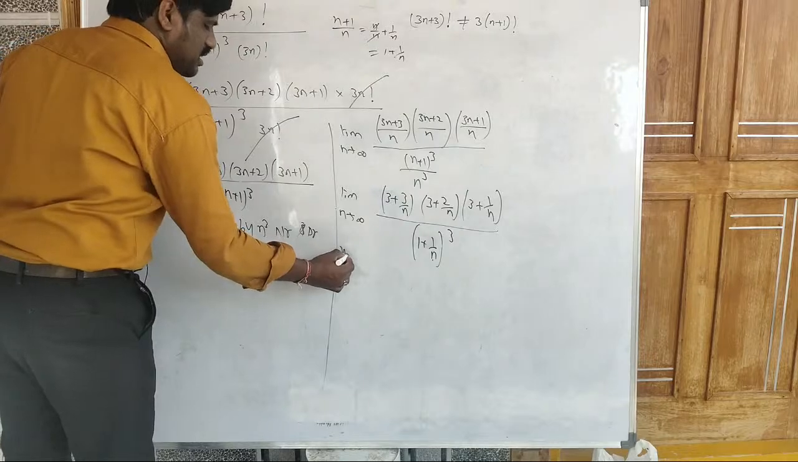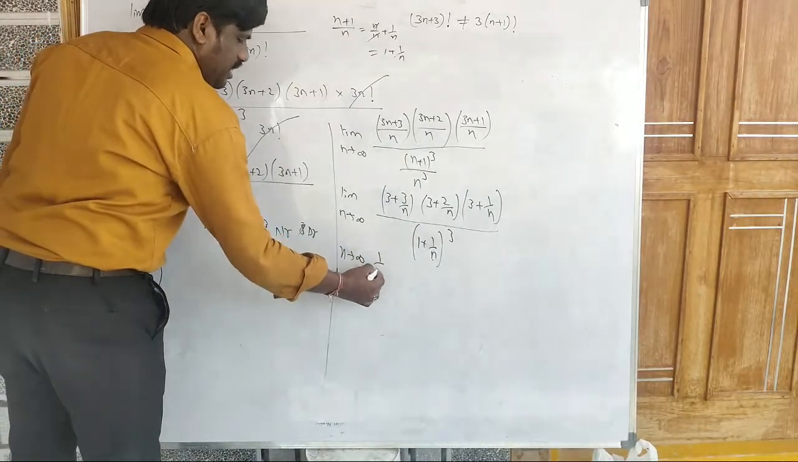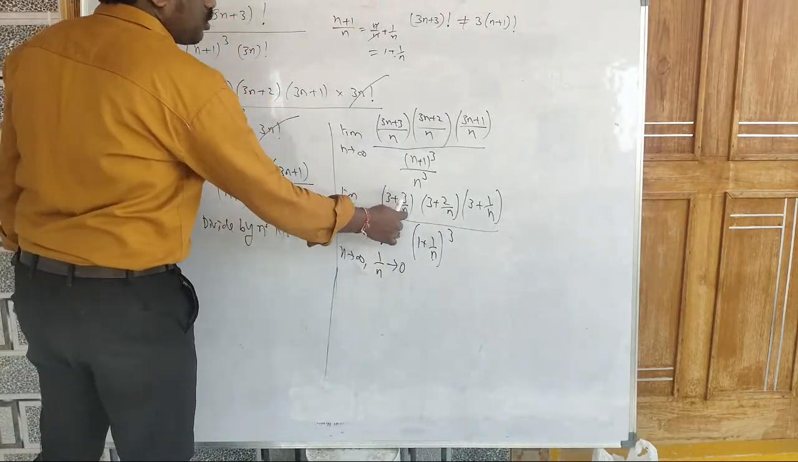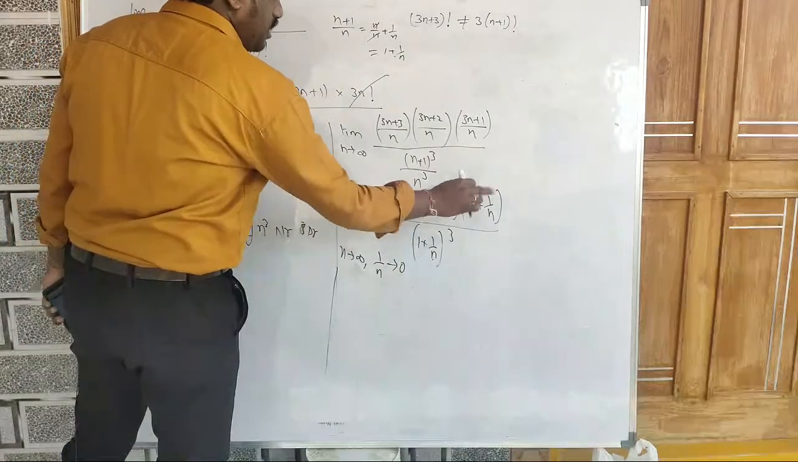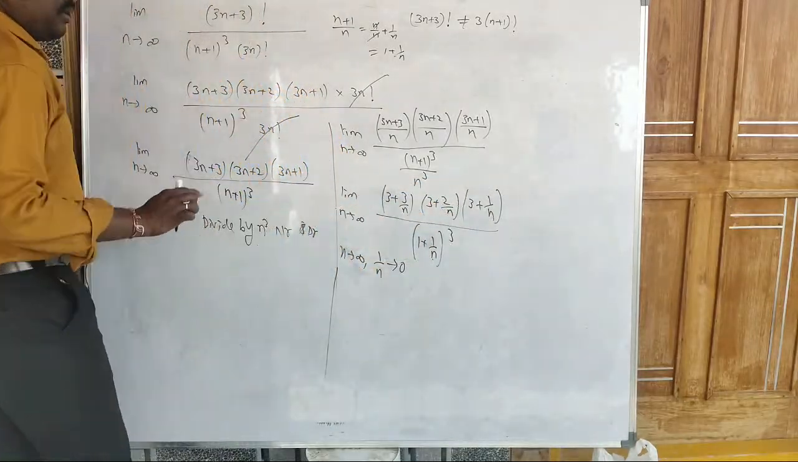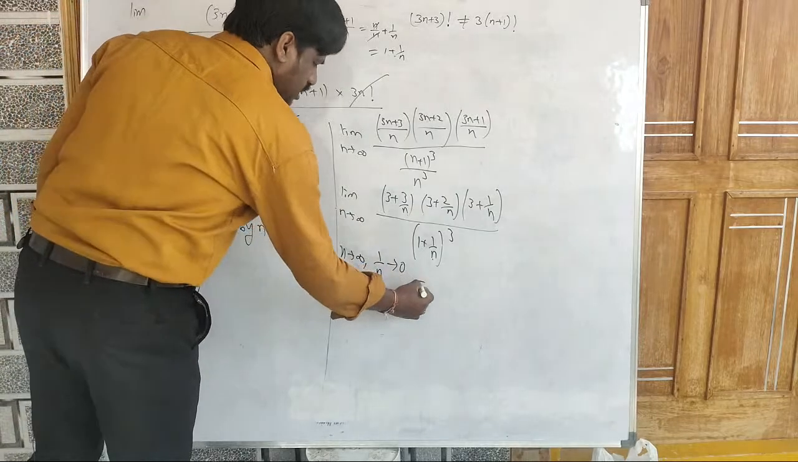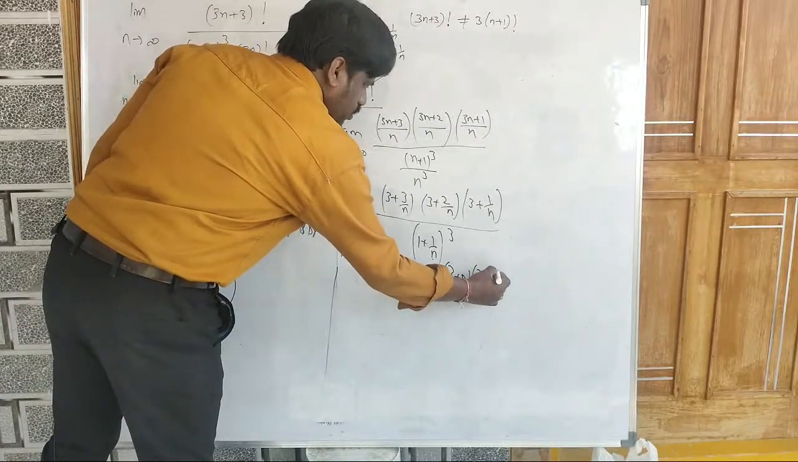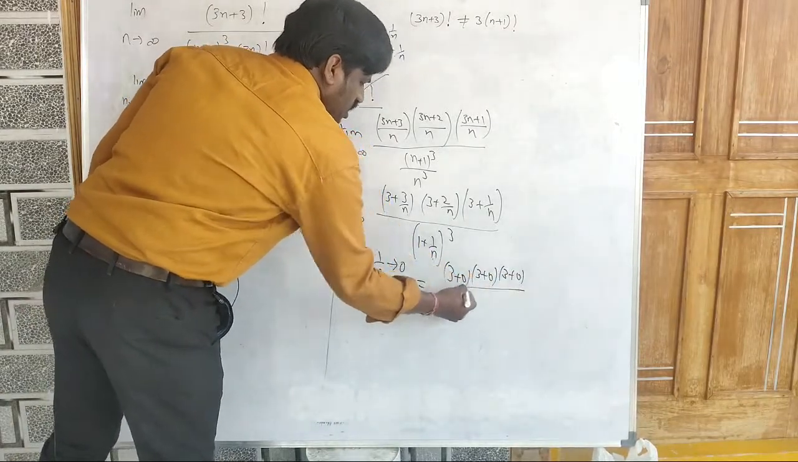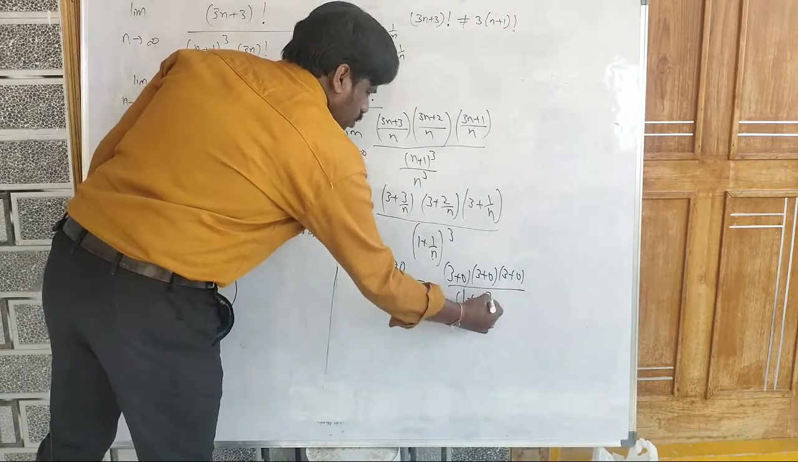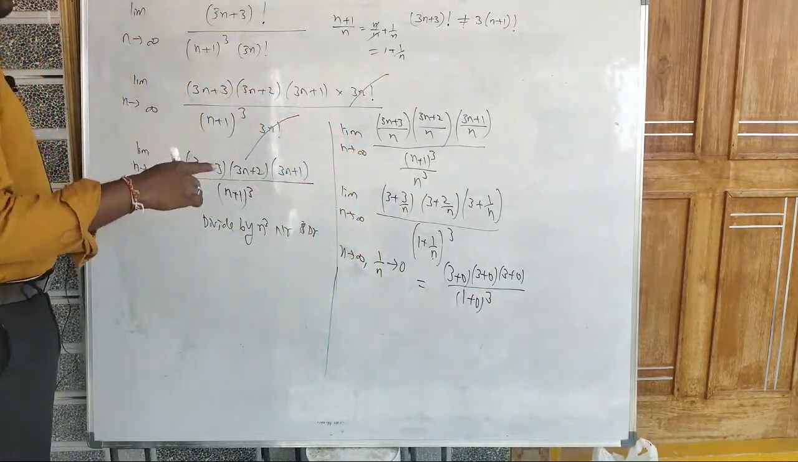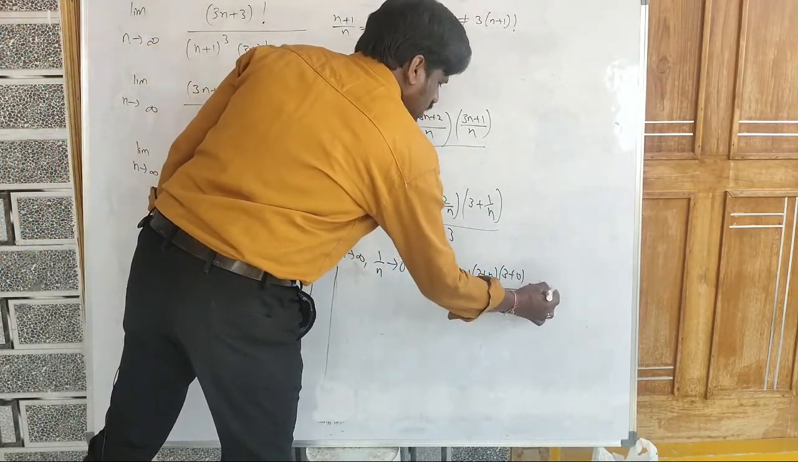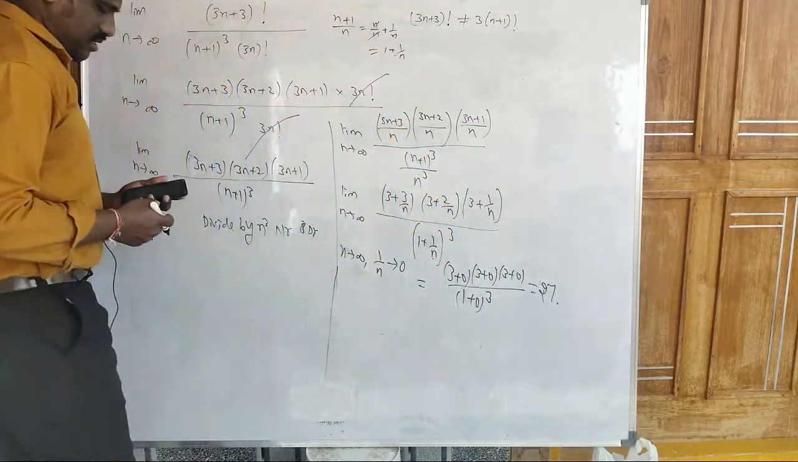Now you know that n is tending to infinity, then 1 by n is tending to 0. So 3 into 1 by n is 0, 2 into 1 by n is 0, 1 by n is 0, 1 by n is 0. Now you substitute the limit and you get the answer. The answer is 3 plus 0 into 3 plus 0 into 3 plus 0 divided by 1 plus 0 whole cube. So 3 into 3 into 3, that is 27. The answer is 27.